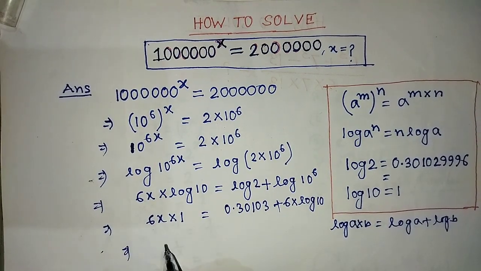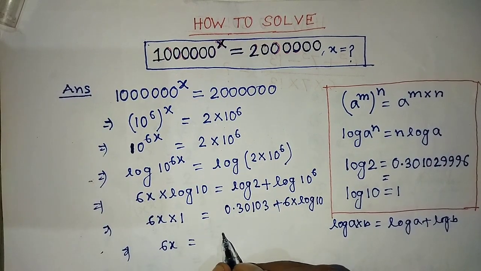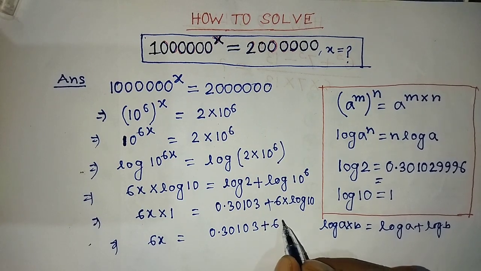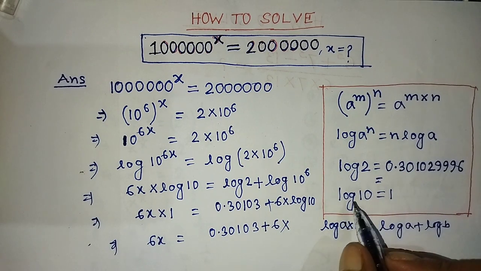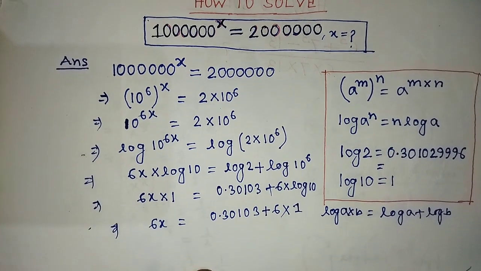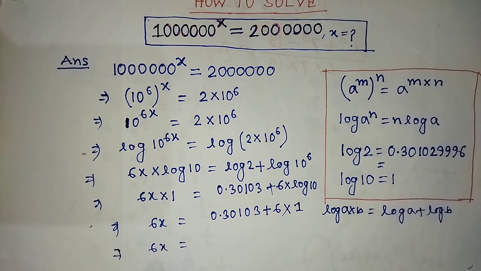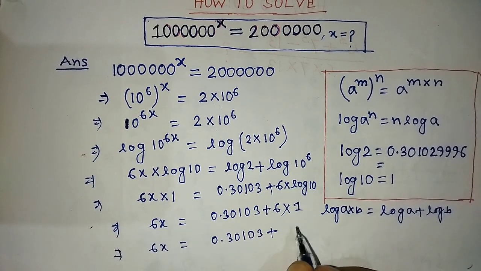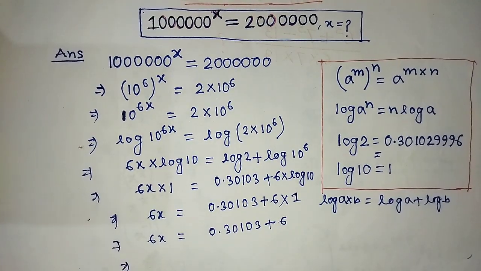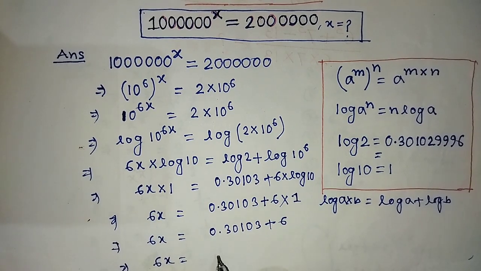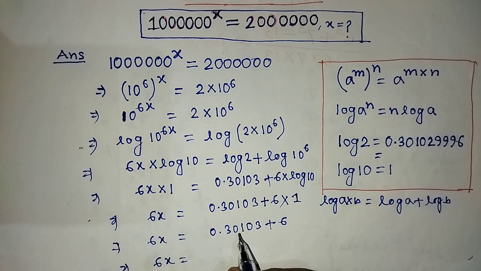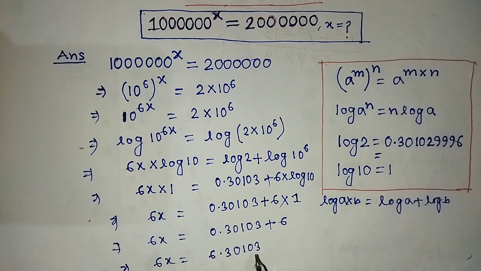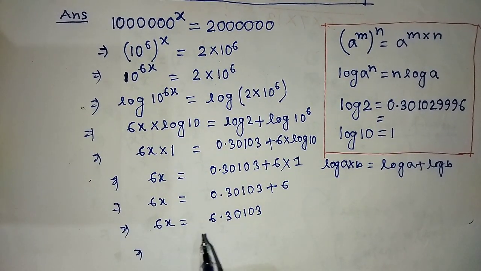Okay student, on the left hand side we write 6x is equal to 0.30103, plus 6 times, and in the place of log 10 we write 1. The value of log 10 is 1. After that, again we write 6x on the left hand side, and on the right hand side we write 0.30103 plus 6 times 1, that means 6. Again 6x on the left hand side, and on the right hand side we add 6 with 0.30103, then we get 6.30103.